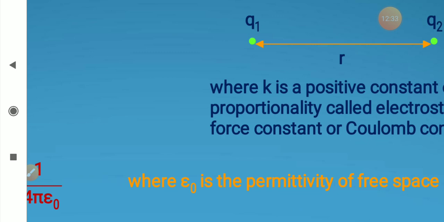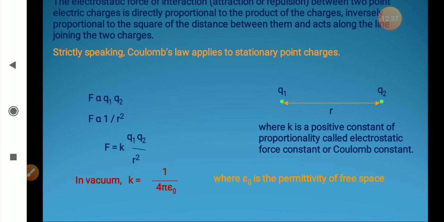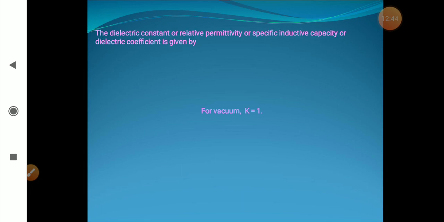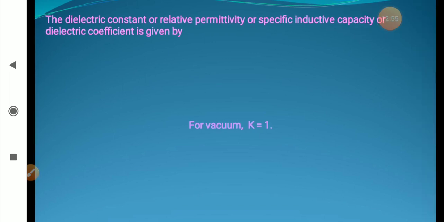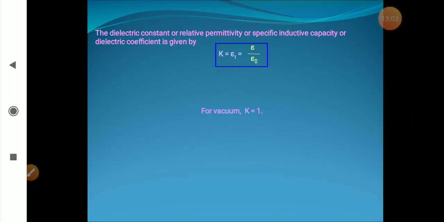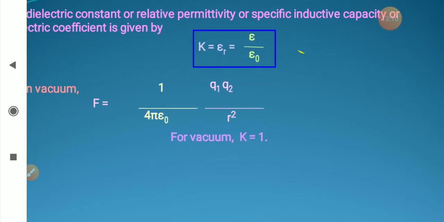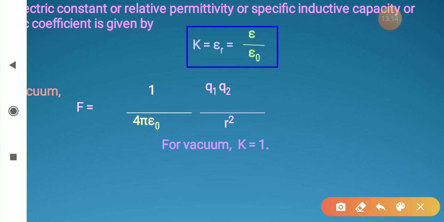Now permittivity is a property of a medium, and it represents the ease with which electric field lines can pass through a medium. Now another physical constant called dielectric constant, or relative permittivity, or specific inductive capacity of a medium. So here, okay, you can see that this relative permittivity of a medium is equal to the permittivity of medium divided by permittivity of free space. It is also called dielectric constant K.